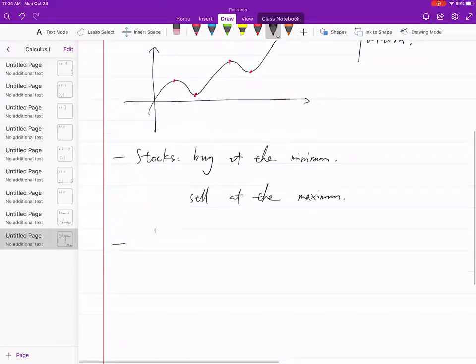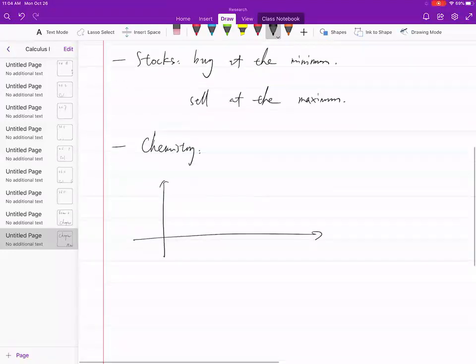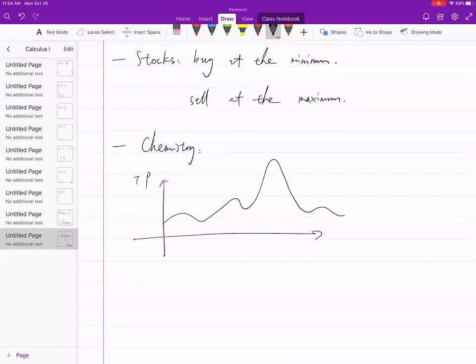Second, let's think about something in chemistry or physics. Say you have some reactions, nuclear reactions, whatever reactions, and you have the temperature or pressure going this way. What you want is to design a container. You say, hey, I want to buy a container to put all my reactions in. How strong should the container be? Because I want the whole thing to be safe. Meanwhile, I don't want to spend too much money.